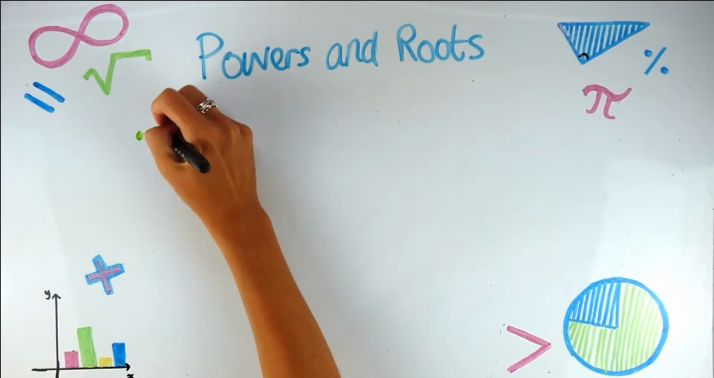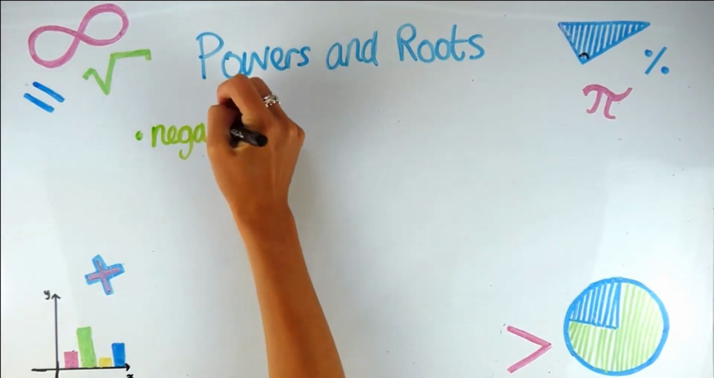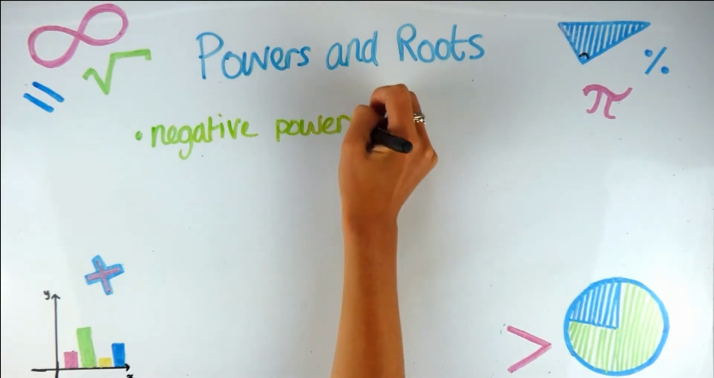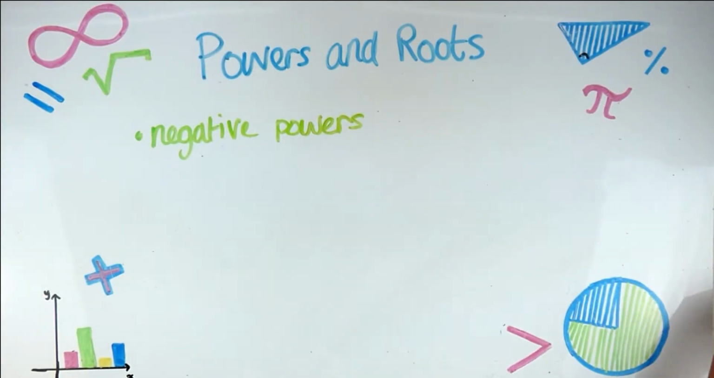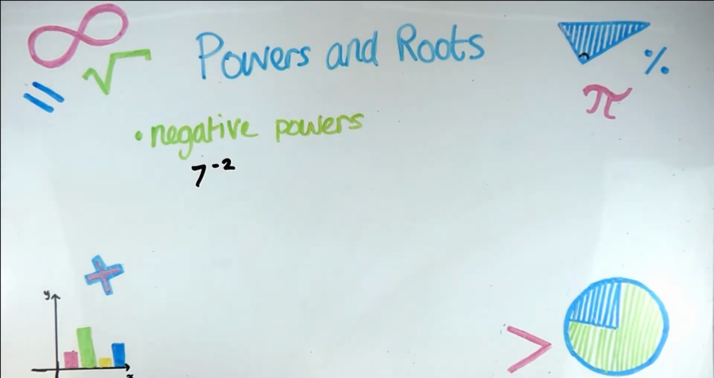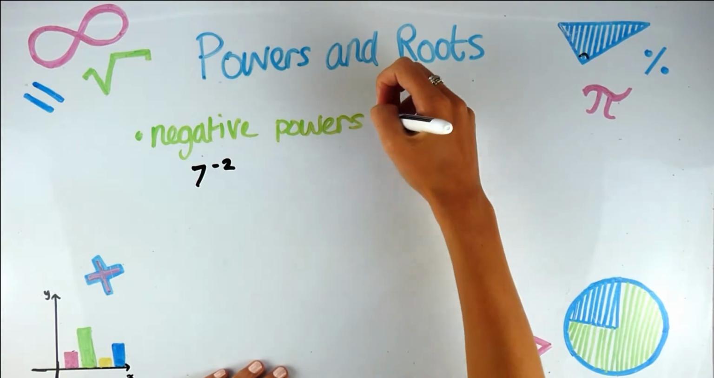Negative power. Nobody wants negative power, it just sounds a bit weak. So, for example, the first thing when you see negative power is you just want to get rid of it. No one wants negative power. And the way you do that is you turn it upside down.